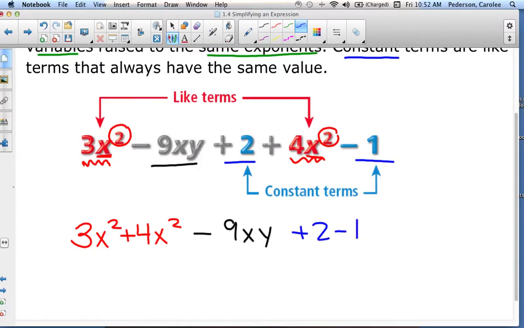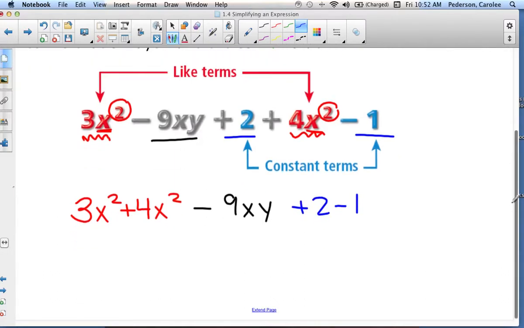Now let's go ahead and simplify those like terms. How we simplify like terms is we combine, if there's variables, the coefficients. So 3 and 4, 3 plus 4 is 7, and then bring the variable x squared along for the ride. Then we have minus 9xy. And then in the blue, those are constants, so plus 2 minus 1 is a positive 1. And that's how you can combine like terms.